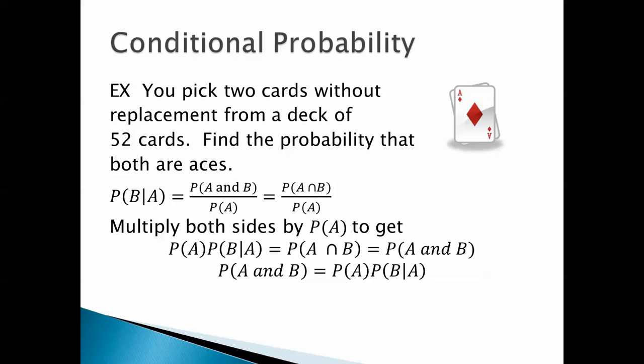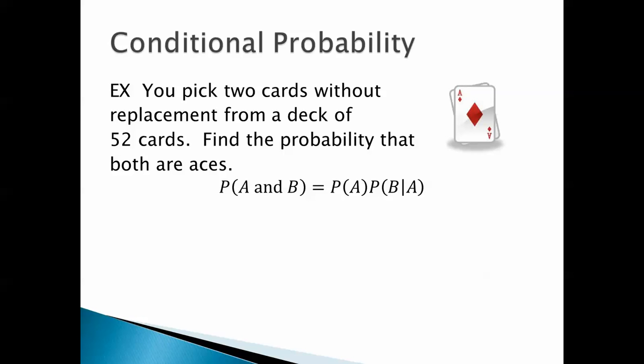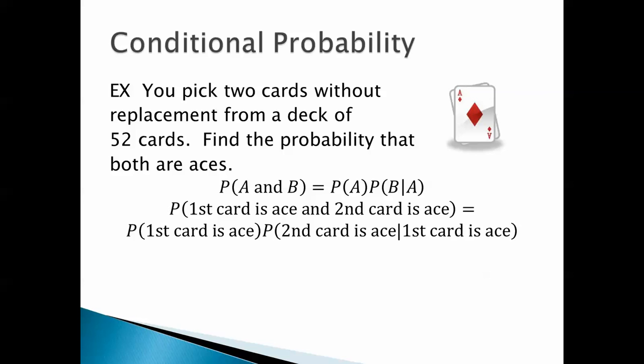So in other words, the probability of A and B is the probability of A times the probability of B given A. That's a handy formula. Probability of A and B equals probability of A times probability of B given A. So in this case, we want to find the probability that both cards are aces. That's the probability that the first card is an ace and the second card is an ace.